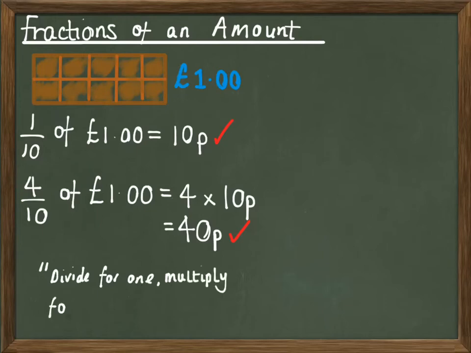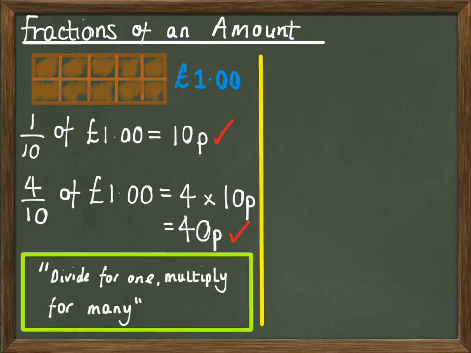And underneath, I've written just a little saying for you to remember it by: divide for one and multiply for many. Okay, so your strategy should always be, first thing, I'm going to try and find 1/10 in this occasion. It could be 1/3, 1/8, whatever. And then once I've got that, I can just multiply up for however many they want me to find in the question. Right, we'll have a look at another one.